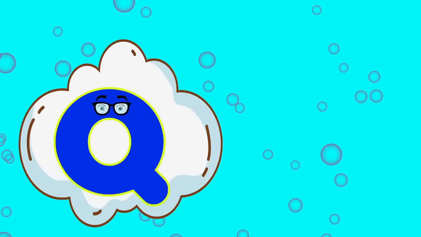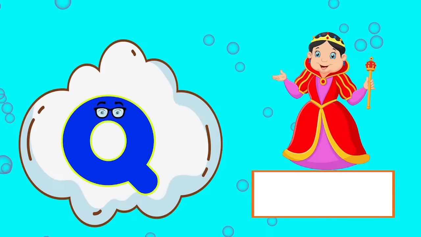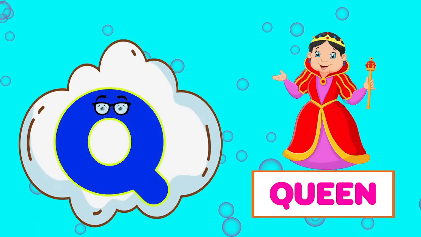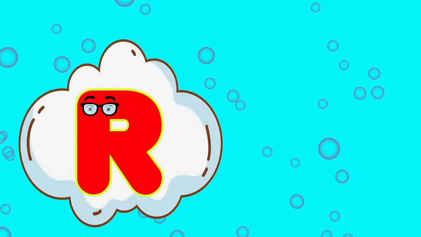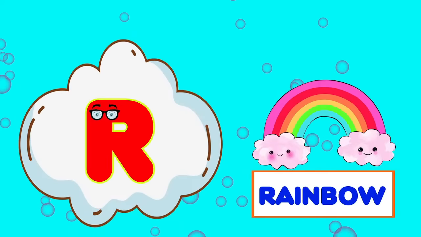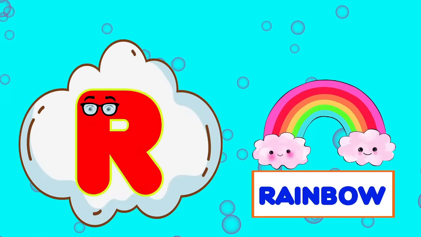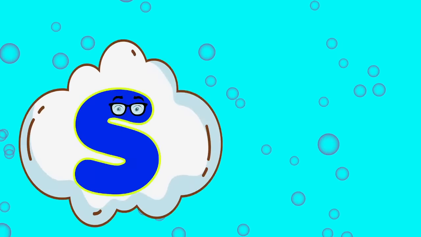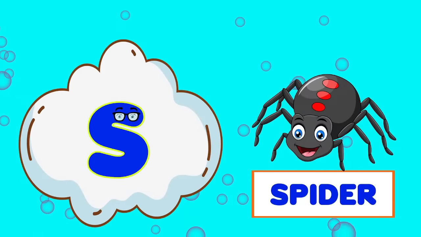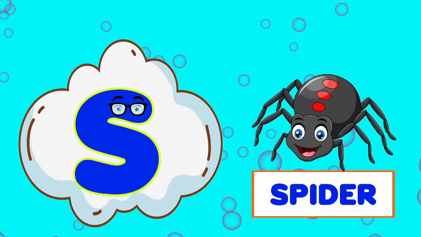Q is for queen, qu, qu, queen, Q, qu. R is for rainbow, r, r, rainbow, R, rainbow. S is for spider, s, s, spider, S, spider.